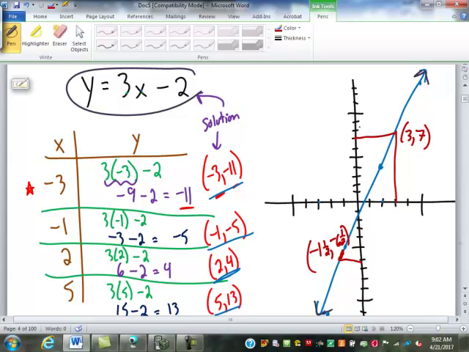So my line isn't real straight. You guys get the picture. Every point on that line, I can find its x-coordinate and y-coordinate, and it should be a solution to that equation.